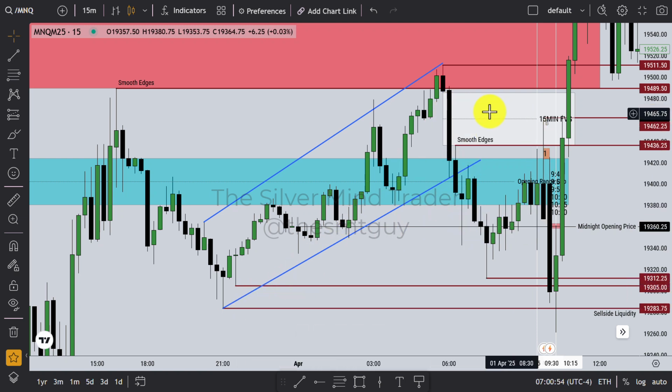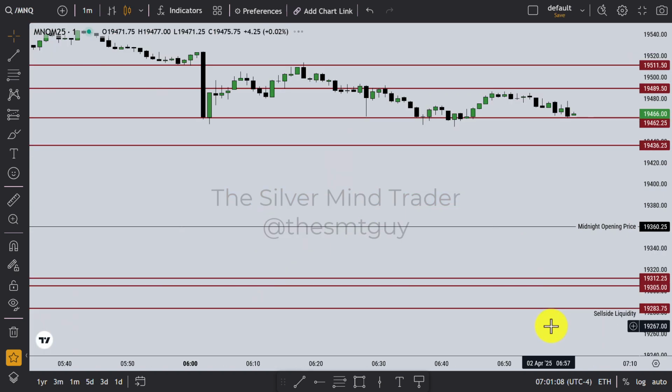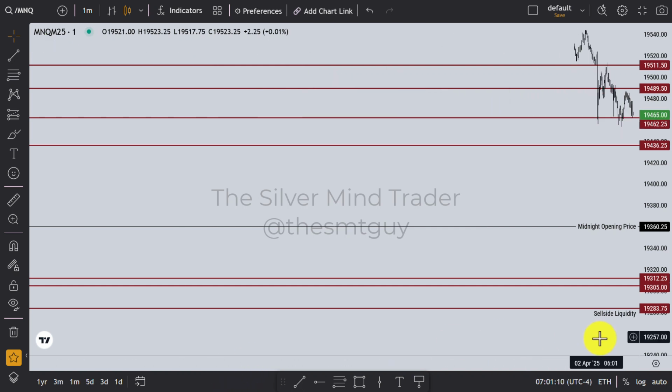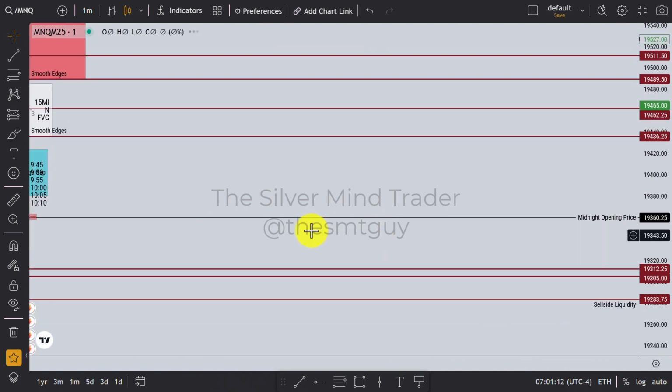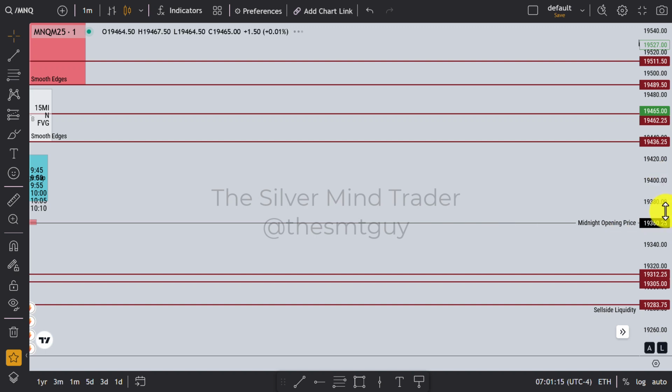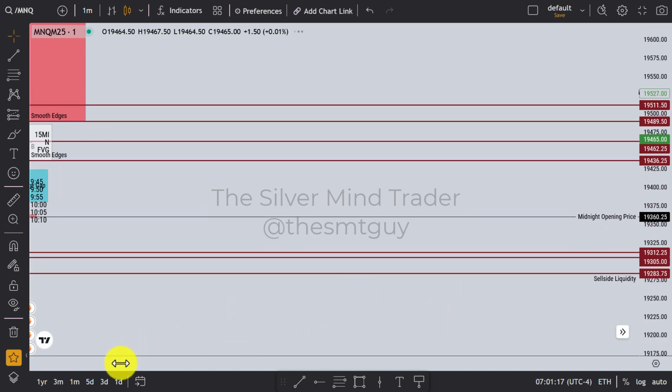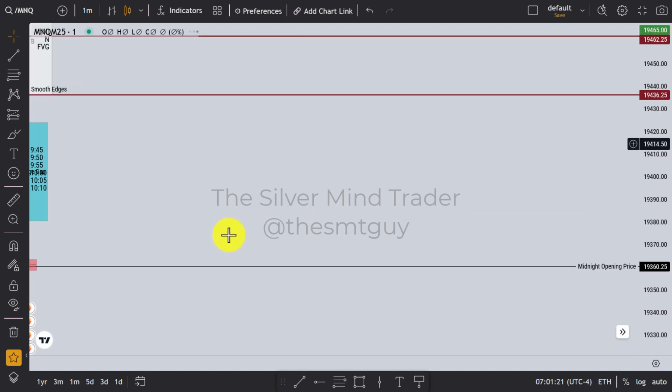Market structure shifts, 15-minute gap, market trades into it, stops at the consequent encroachment of the 15-minute gap, then runs lower. So let's go down to that 1 minute, then I'll go into more details about that time secret I was talking about.